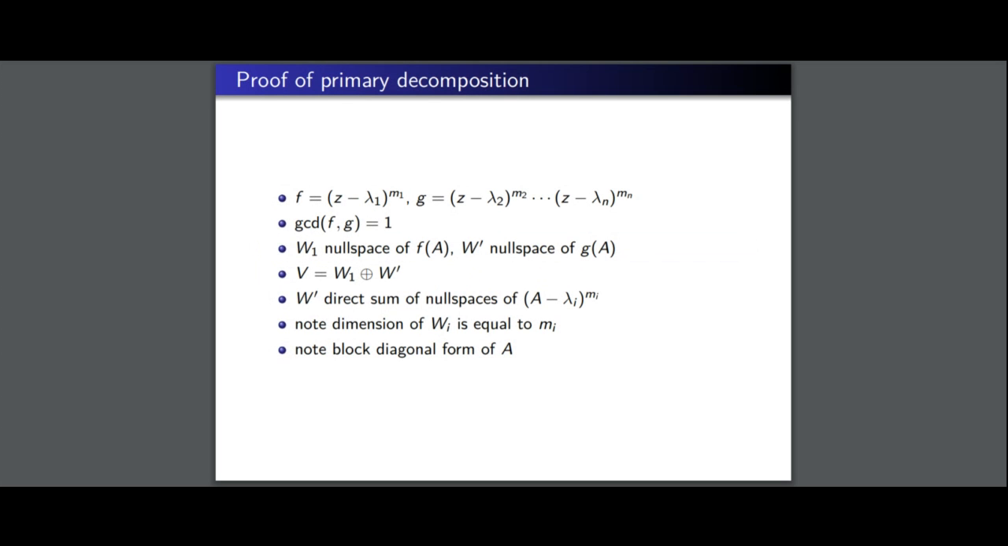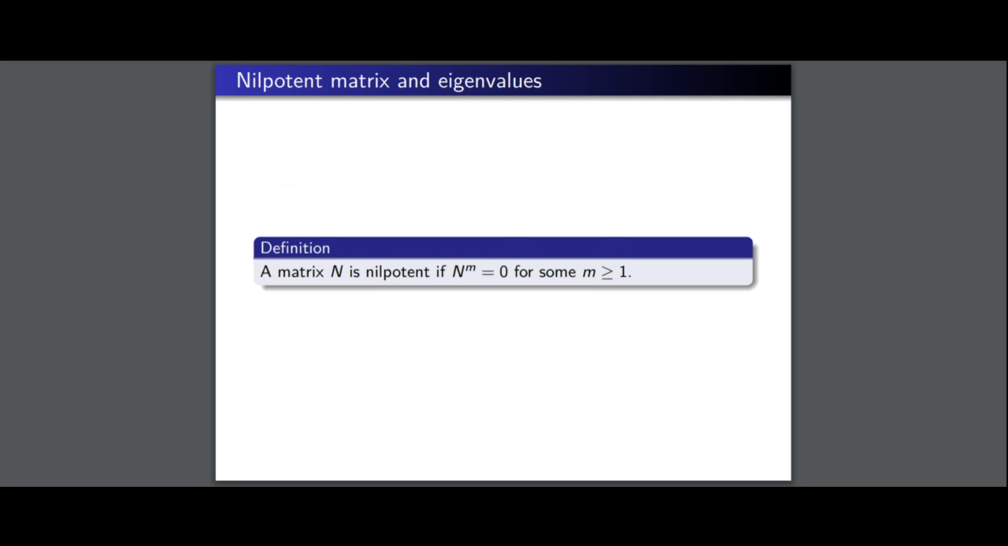Okay, so right now our situation is that if we factorize the characteristic polynomial, each little factor of the characteristic polynomial gives us some block of the matrix which doesn't interfere with any of the other blocks. And now we want to understand each individual block in this primary decomposition.